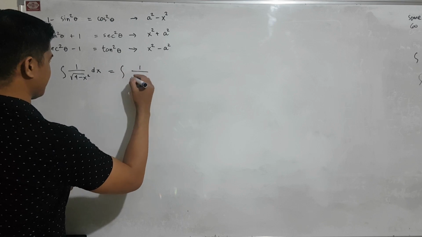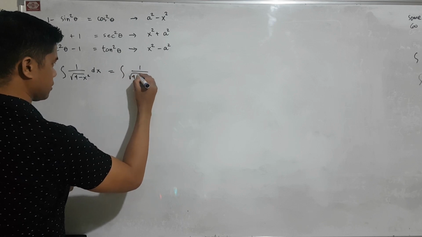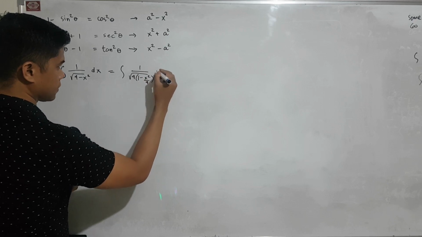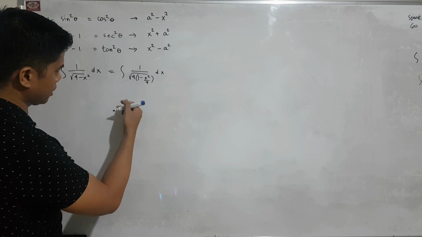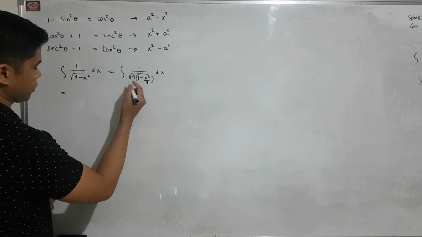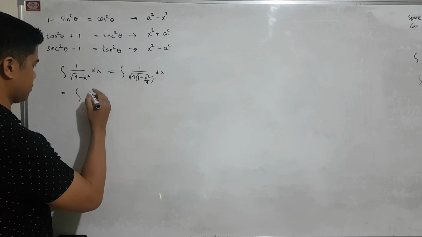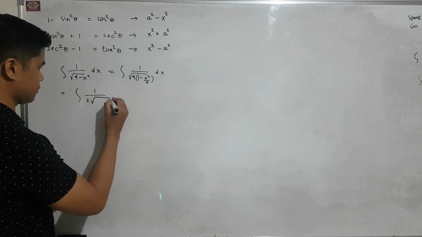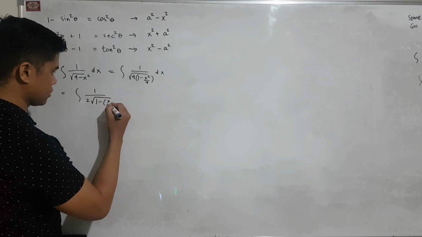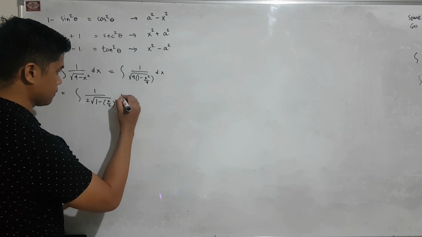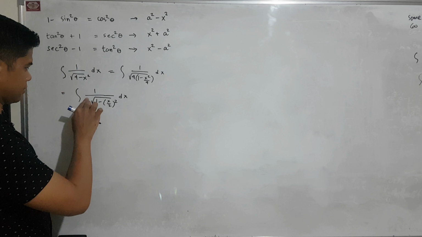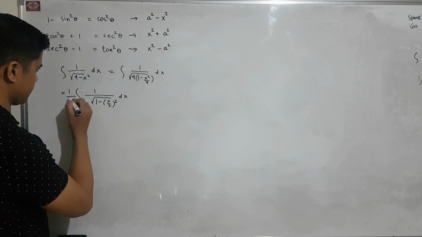We have the integral of 1 over the square root of 4 times 1 minus x squared over 4, dx. And you can take the 2 outside, so we have 1 over 2 square root of 1 minus, and you can write x squared over 4 as x over 2 squared, dx.